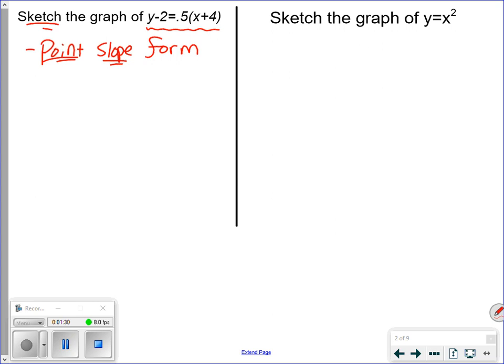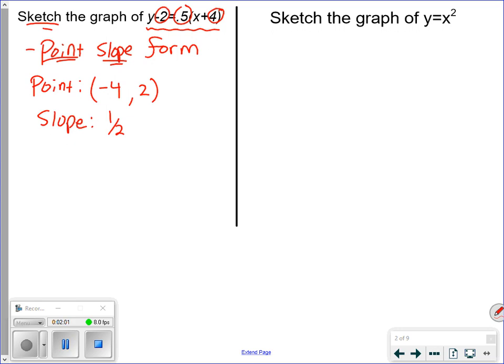For instance, in this case, the point, for the x value, remember, it's always the opposite sign, is going to be -4, and the y value is going to be +2. So that's our line that's passing through the point -4, 2, and our slope is going to be this number right here, so that's 0.5 or 1/2.